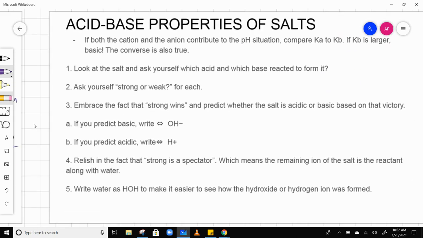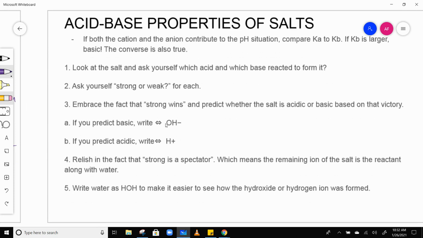Okay. If you predict basic, write OH minus. If you predict acidic, write H plus. Whatever one is the strong is the spectator ion. Write water as HOH, like I said, to make it easier to show hydroxide and hydrogen ion were formed. Okay?